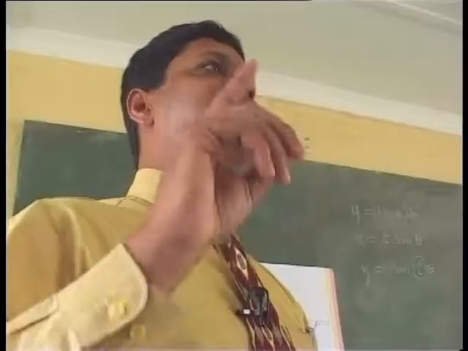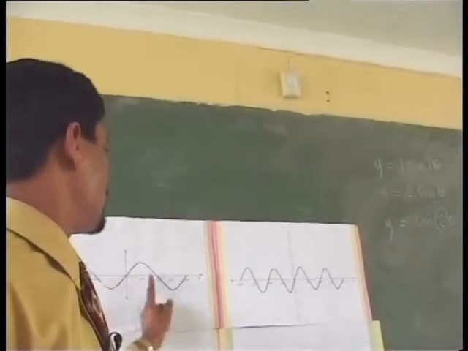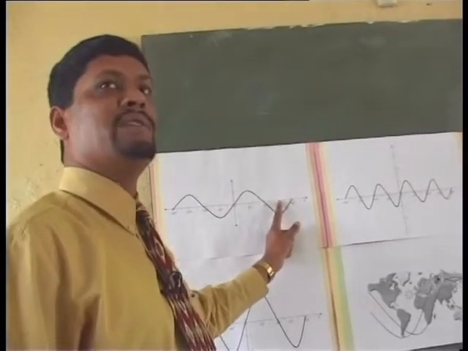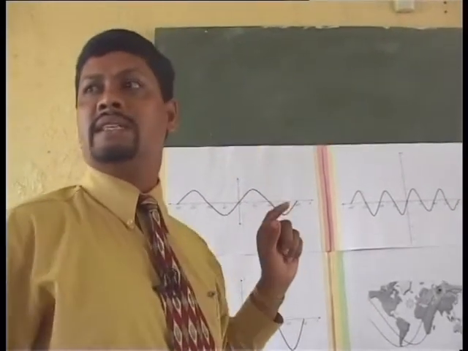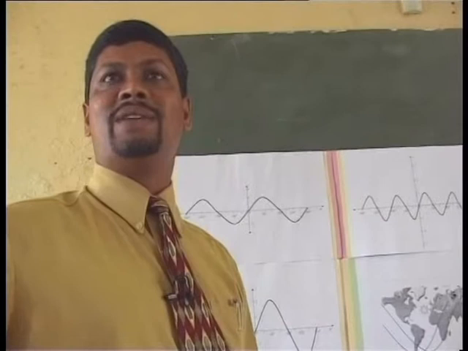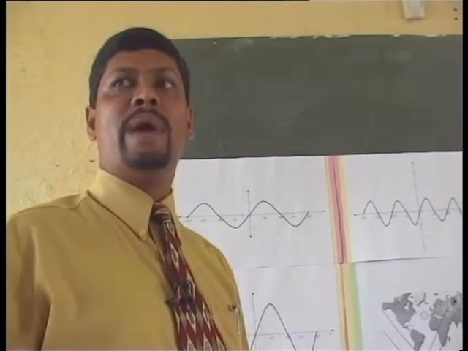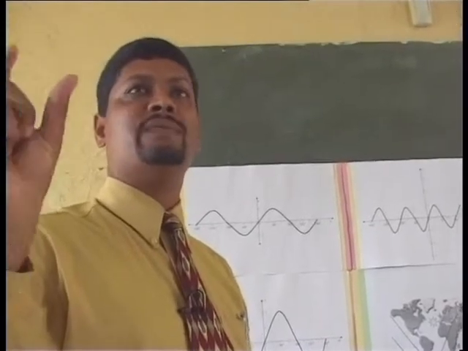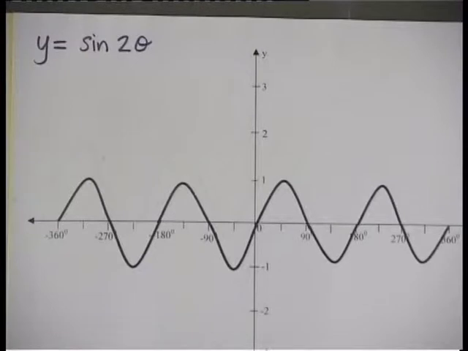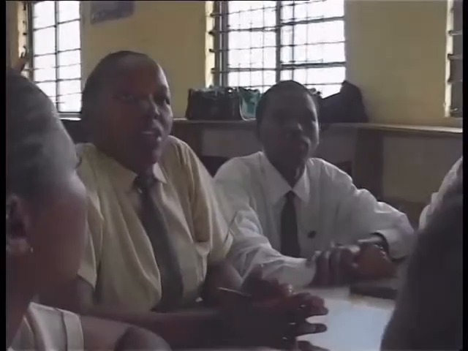What is the period of the normal sine function? This one here. What is the period of the normal sine function? How many degrees? Okay, 360 degrees. But now, when do you see a complete sine function? It's 180 degrees. From 0 to 360 degrees, how many sine functions do you see? 2 sine functions. You see 2 sine functions.